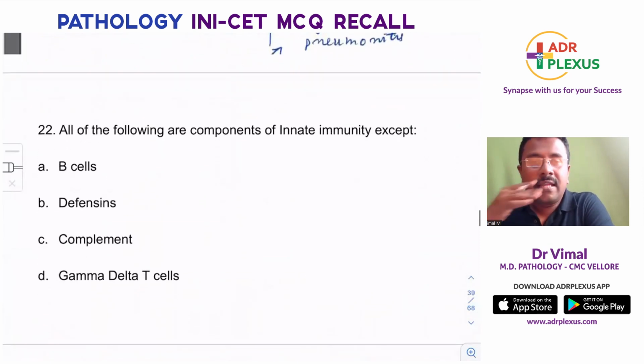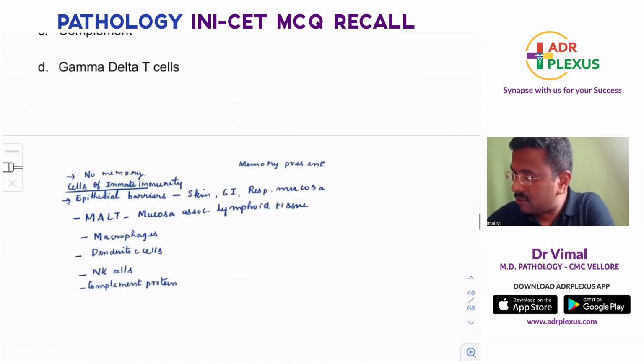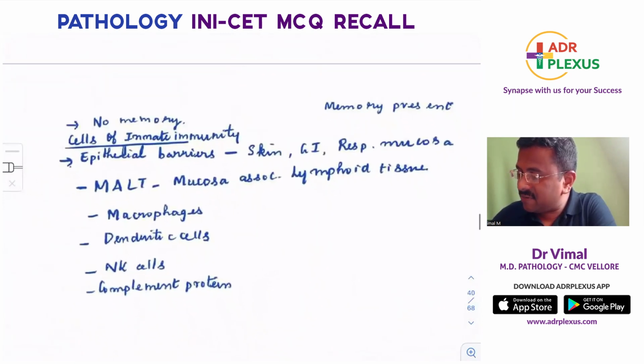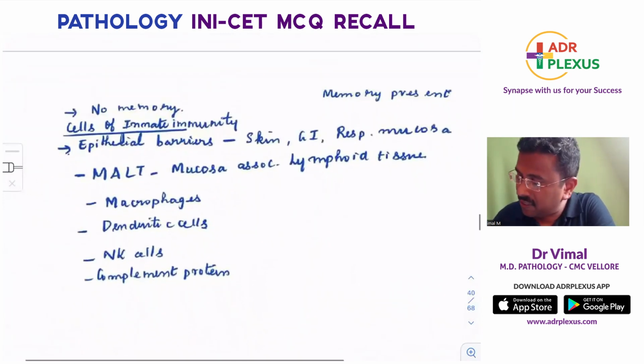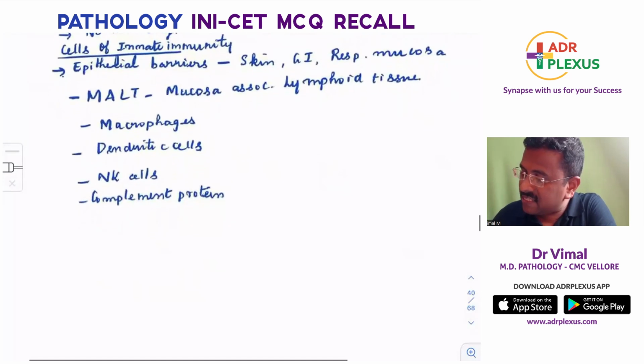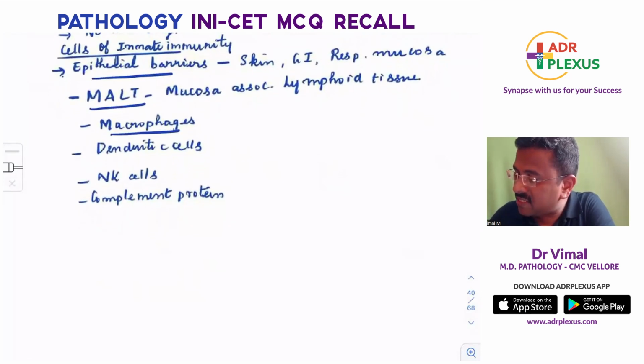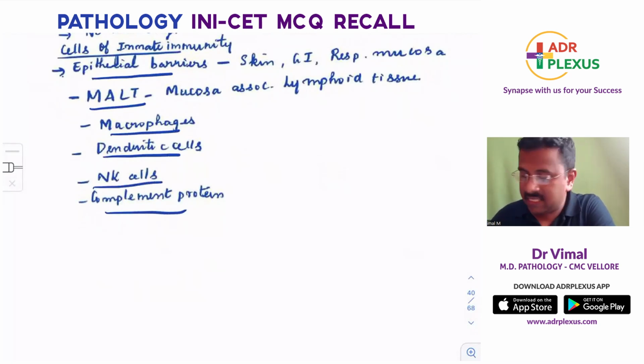The next question is, all of the following are components of innate immunity except: B cells, defensins, complement, gamma delta T cells. We have discussed this topic in our workbook, including the different types of cells of innate immunity: epithelial barriers, MALT, macrophages, dendritic cells, NK cells, and complement proteins.